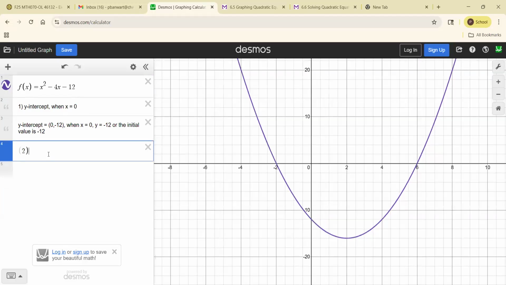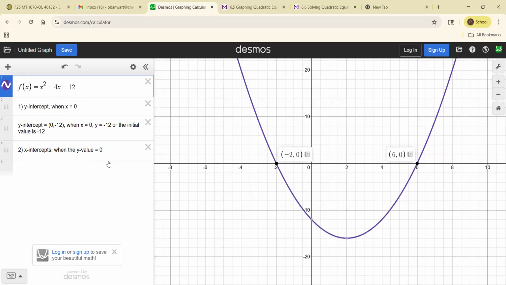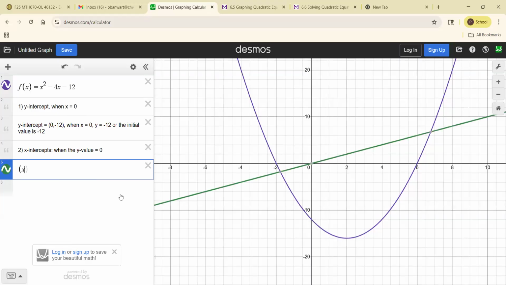Let's look for x-intercepts. As we can see from the graph, there are two of them. This is when the y value equals 0: negative 2 and positive 6. And we know we can always find x-intercepts by factoring. So I bet if I factored in x plus 2 times x minus 6, I'd get the exact same graph, because the factors correspond to the x-intercepts.